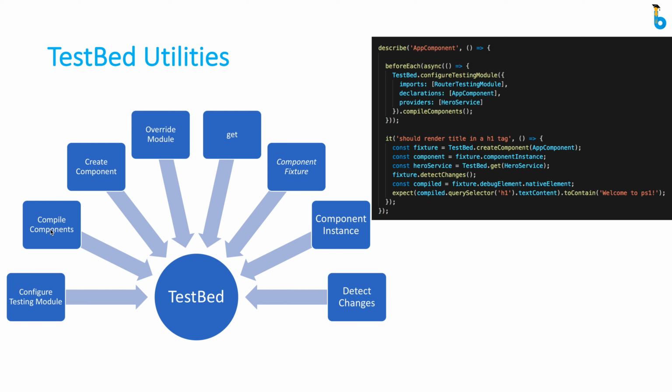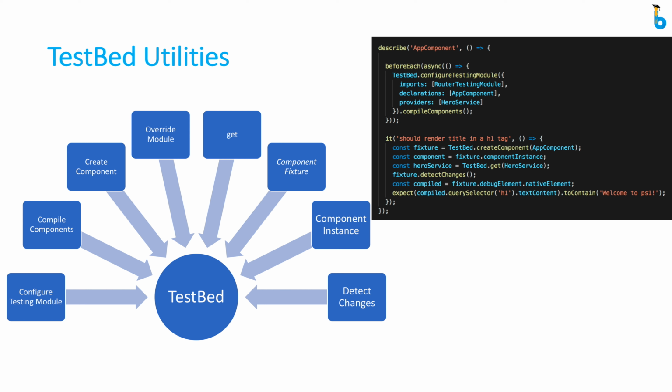Next, compile components helps us to compile the configured options into the configured test module. And create component helps us to create the component with the compiled configuration. Sometimes you may have to override some modules in different situations for testing a particular scenario. In those scenarios we can use override module, and get helps us to get the particular injected services, the instances of components, and the component fixture that has all the instances and properties of components.